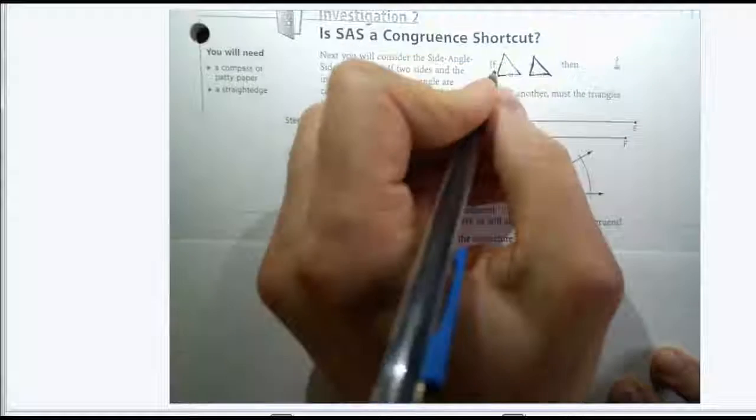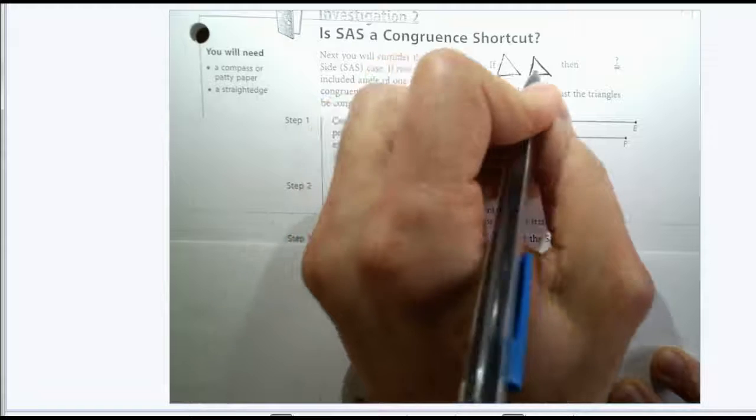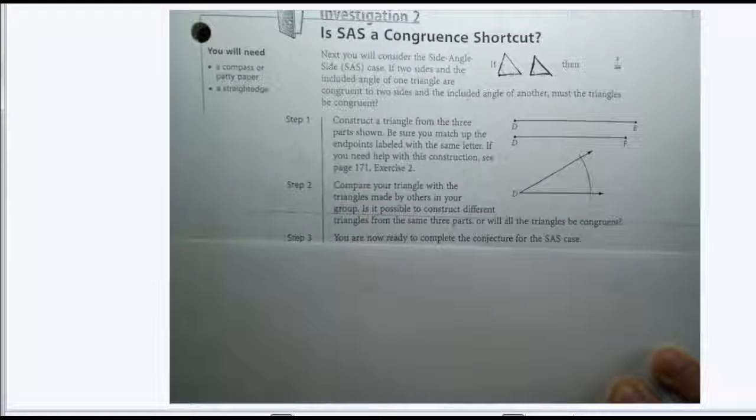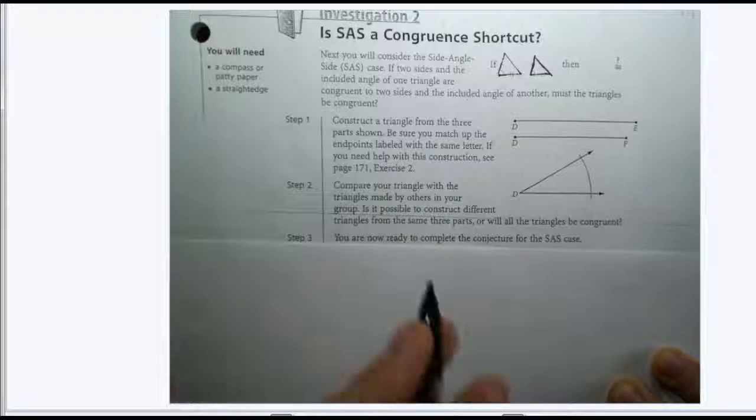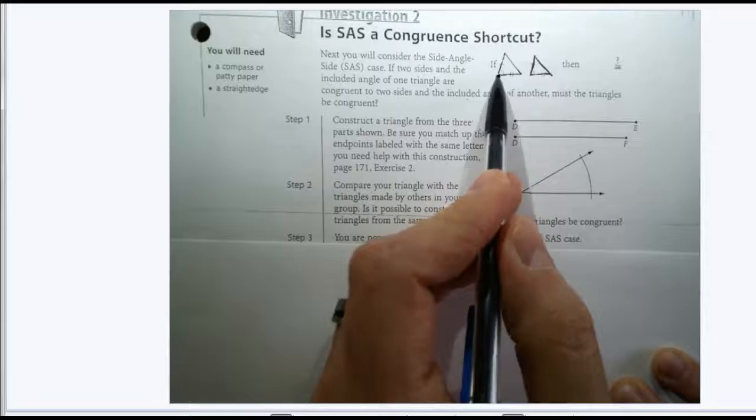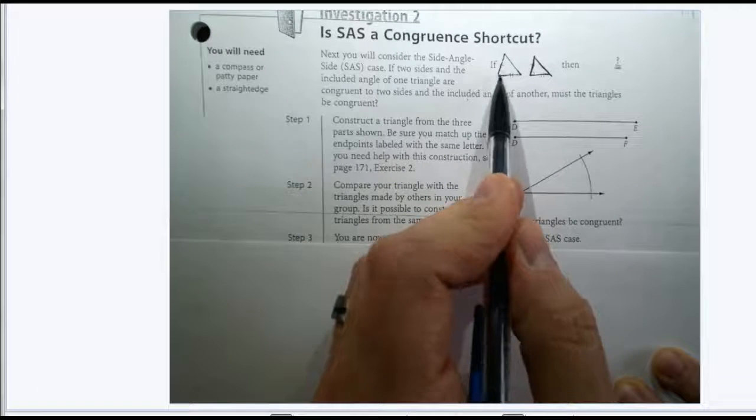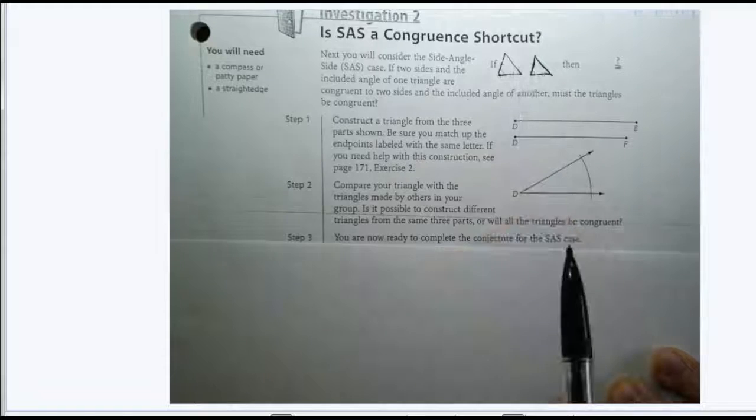When they say included angle, that's the angle that's in between the two sides that are congruent. So it's always in between the two things. Alright? So whether it's sides or angles, we can have an included side or we can have an included angle. This right here is an included angle.